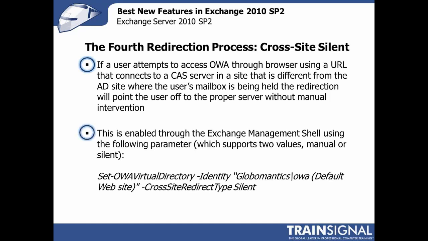Now, this feature is enabled through the Exchange Management Shell using the parameter that's listed here. You don't have to memorize this. You can certainly just look it up. But you'll note there's the -CrossSiteRedirectType Silent. So the other type is Manual. So there's two different types for the Outlook Web App Virtual Directory.